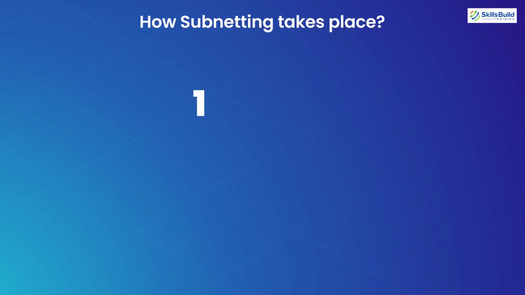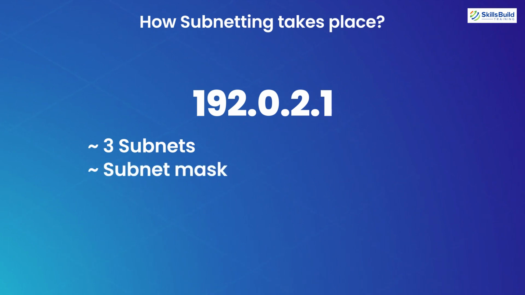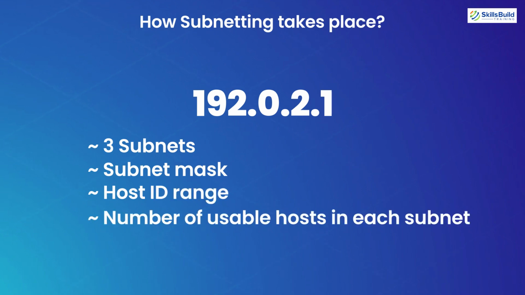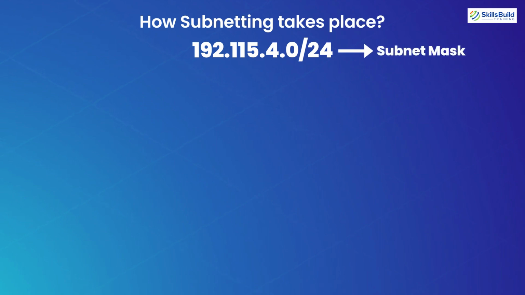Now, let's have an example of how subnetting takes place. Let's say you are given an IP address and you are asked to make 3 subnets from it. Along with that, you are also asked to tell the subnet mask, host ID range, the number of usable hosts in each subnet, and the broadcast ID. Let's say the IP address given to you is 192.115.4.0/24. 24 is the subnet mask here.